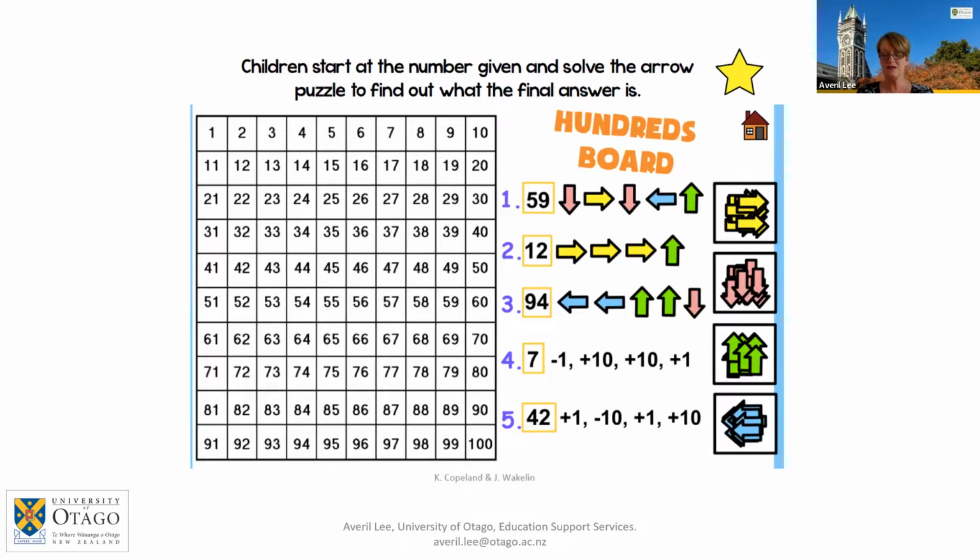For the students that find that too easy, take away the counter and have them put their hands behind their backs. This time, they're trying to imagine that counter being moved around by just using their eyes. For the children that can do that without any issue, what we're now going to try and get them to do is imagine this in their mind.